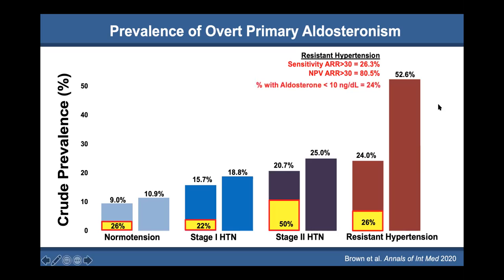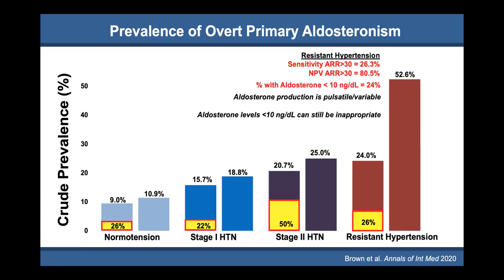And one of the main reasons for that harkens back to the previous principle of aldosterone variability. In patients with bona fide primary aldosteronism and resistant hypertension, on the day of testing, at the moment of testing, a quarter of these patients had an aldosterone level less than 10 nanograms per deciliter. So this just reinforces that aldosterone production is pulsatile, it's variable. A single aldosterone level less than 10 nanograms per deciliter is not necessarily low or inconsequential. It can still be inappropriate, and it doesn't reflect integrated physiology.